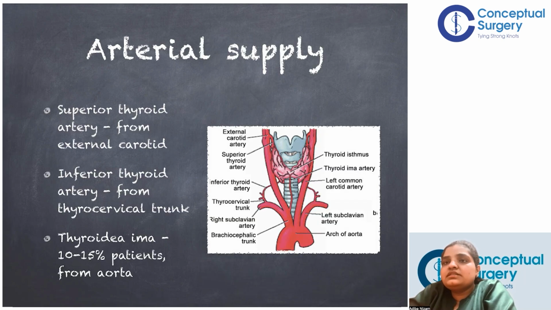So, first we'll discuss the arterial supply. The thyroid is supplied through the superior thyroid artery and the inferior thyroid artery. In 10 to 15% of the patients, there will be an extra artery which is called the thyroidea ima, which may arise directly from the aorta. Now, the superior thyroid artery is the first branch of the external carotid artery, and the inferior thyroid artery arises from the thyrocervical trunk.